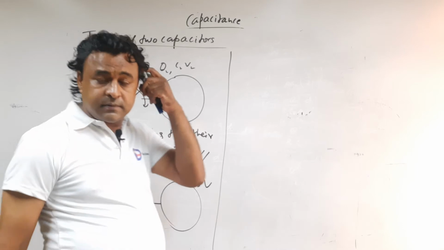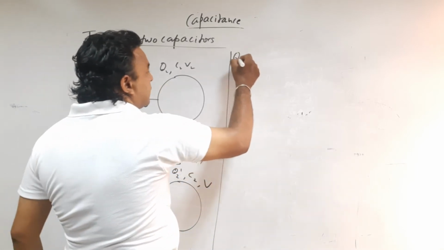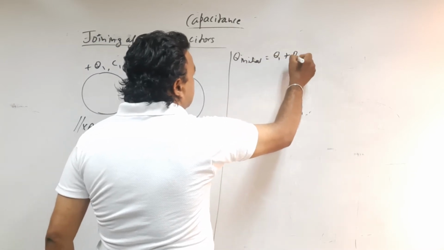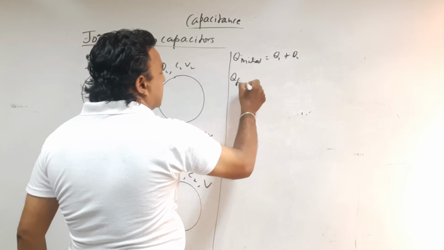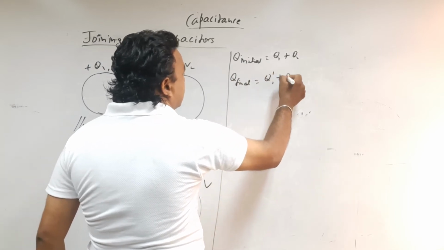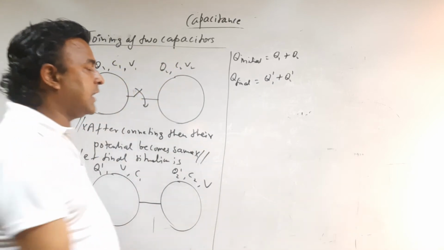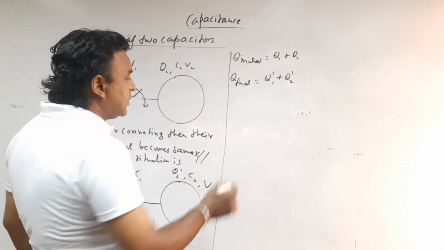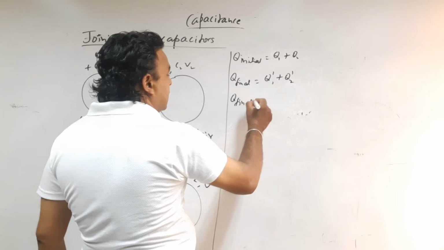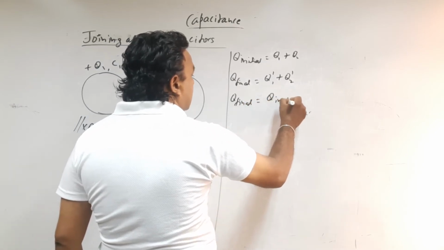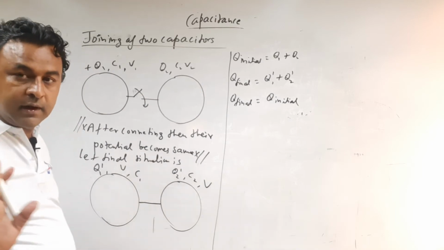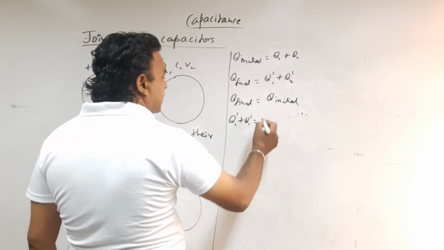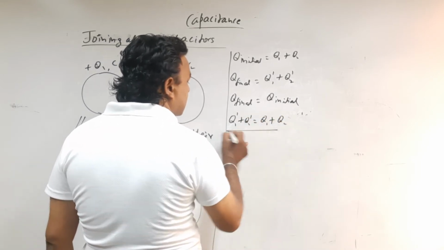Now in both the cases, q initial is equal to q1 plus q2 and q final is equal to q1 dash plus q2 dash. Charge is neither coming from anywhere nor going anywhere, so charge will remain conserved. So q final is equal to q initial. Charge is not going to change. q1 dash plus q2 dash equals q1 plus q2.